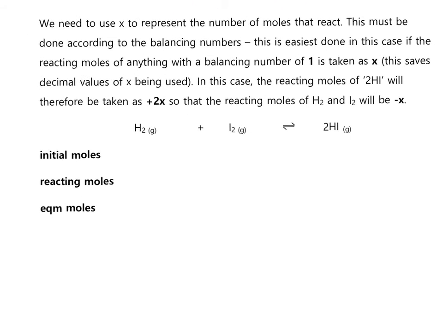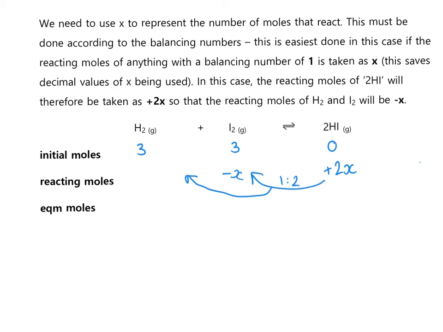But let's have a look at this. I've laid this out a wee bit for you. What are my initial moles of hydrogen? 3. It gives you that in the question. Initial moles of iodine? And then what will the initial moles of hydrogen iodide be? 0. Always 0 in our products. Reacting moles: just explained that, we're going to take that as plus 2x for HI. What does that make it for I2? Minus x, because the ratio is 1 to 2.